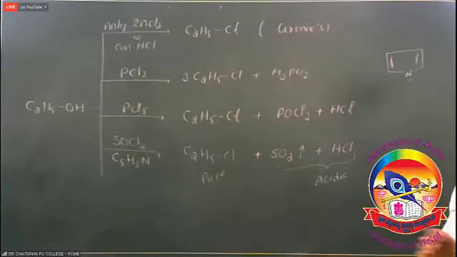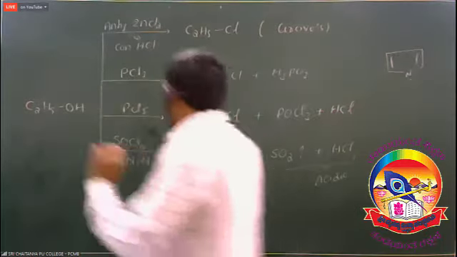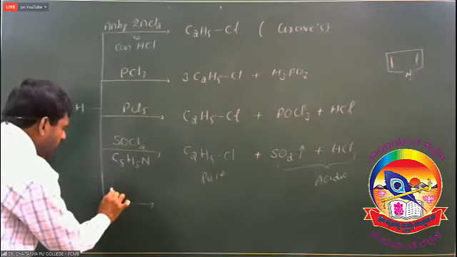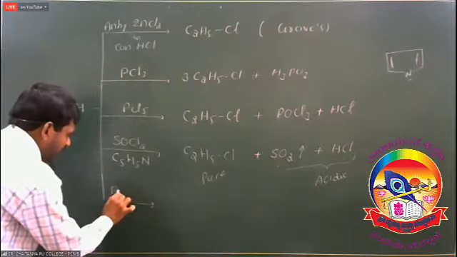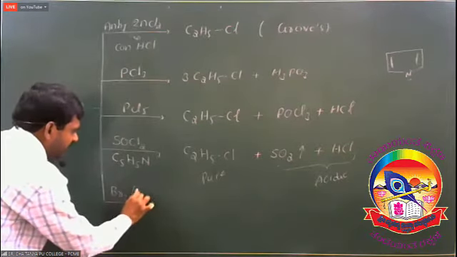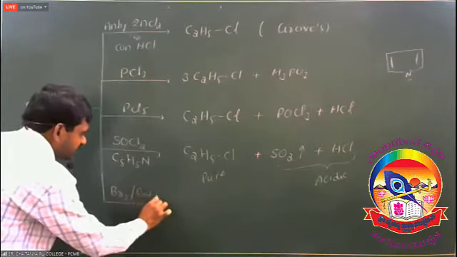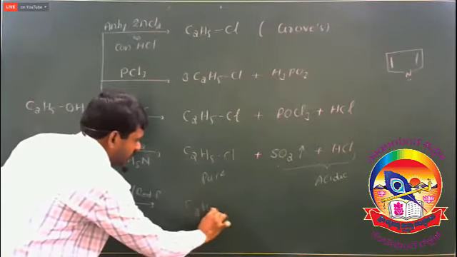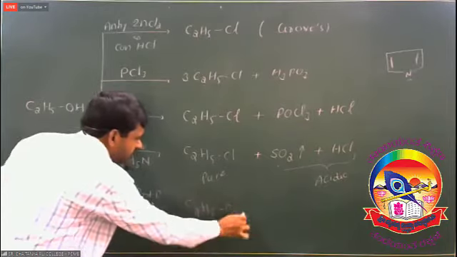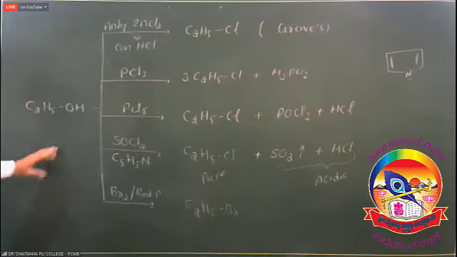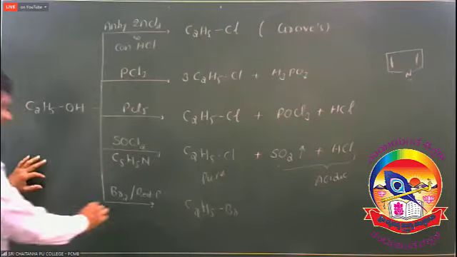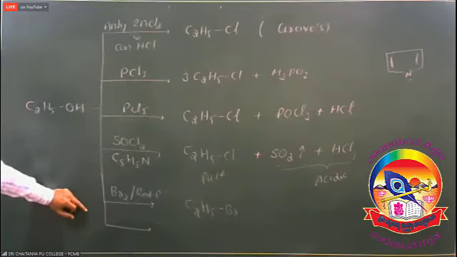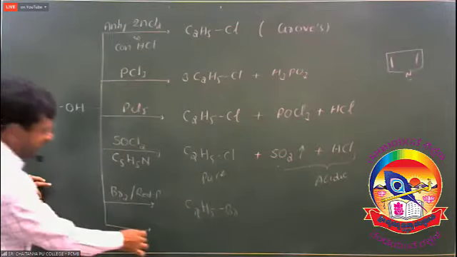To prepare ethyl bromide and ethyl iodide, here we use bromine treated in the presence of red phosphorus. It gives ethyl bromide, C2H5Br. To prepare ethyl iodide, it is a reversible reaction.